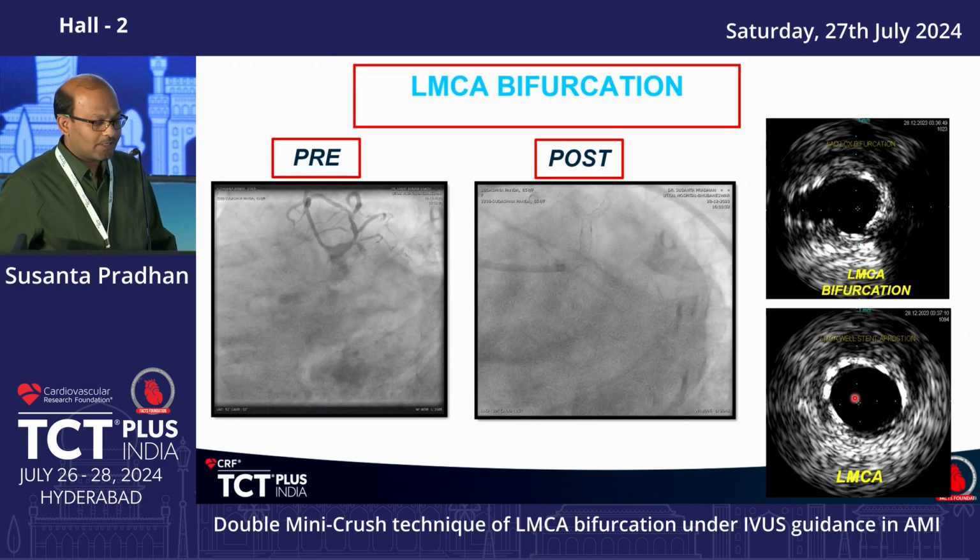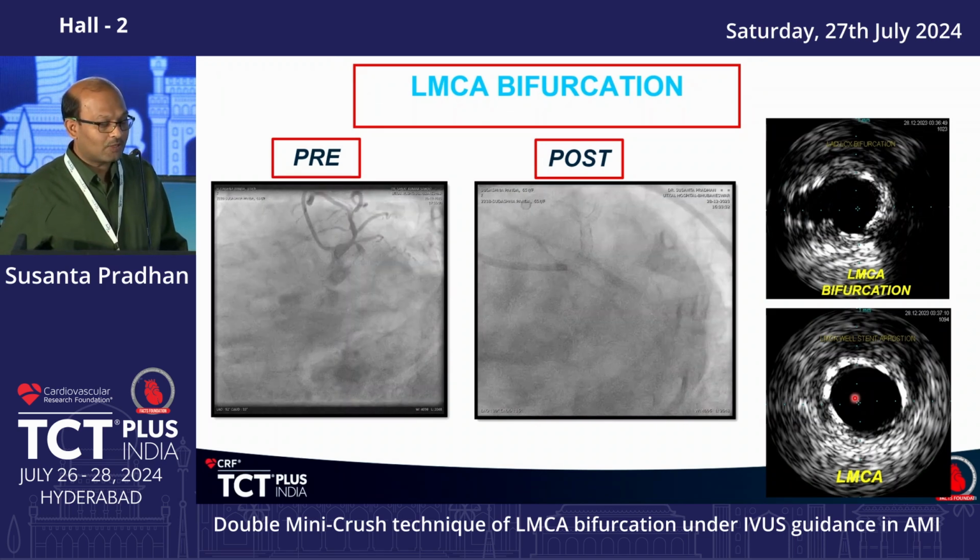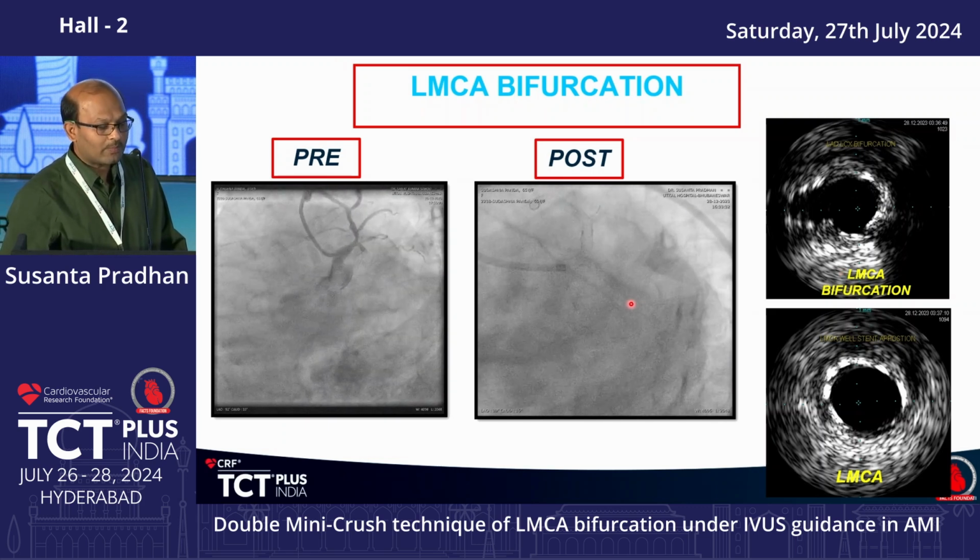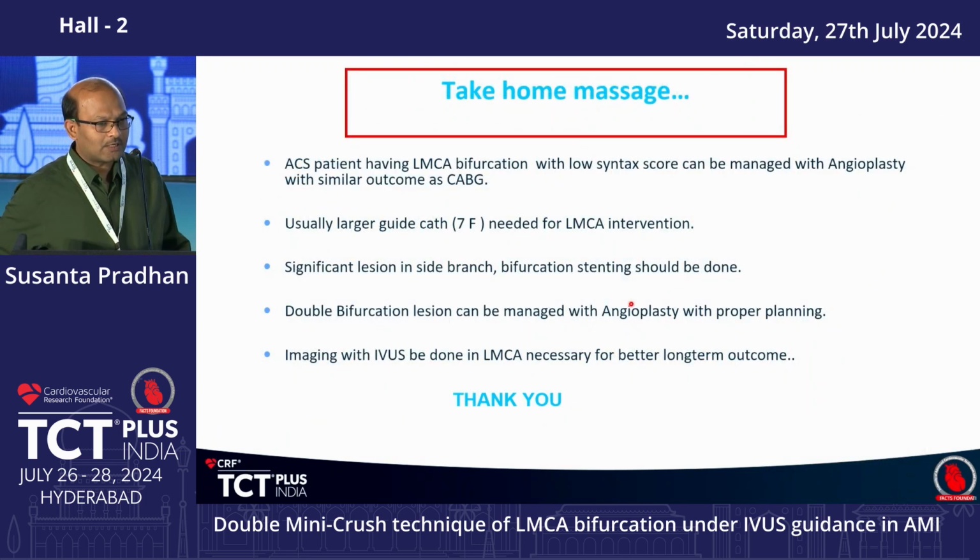So it is an acute STEMI setting with left main disease, and we had planned for one mini-crush technique with provisional stenting, but ended up with true bifurcation stenting, that is two mini-crush techniques, because of the diagonal ostium dissection. So the take home message of our case is: acute coronary syndrome, that is a STEMI patient with left main bifurcation with low SYNTAX score, can be managed with angioplasty, with similar outcome as bypass surgery.